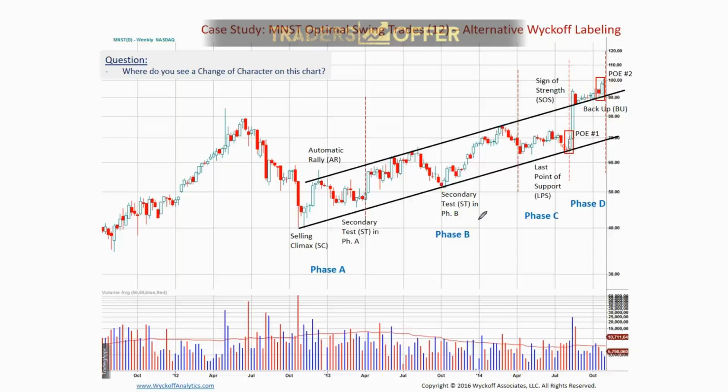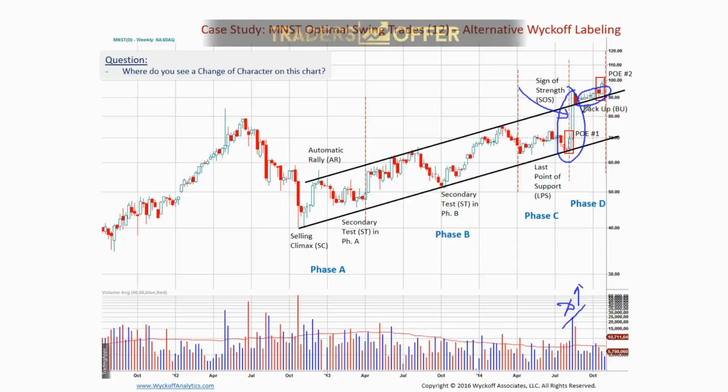But there are some principles at work here that we could identify as principles behind the Wyckoff labeling. So what are those? Well, the first one is the sign of strength. We're seeing how the sign of strength and the backing up action after that are actually in line with the principles of Wyckoff labeling. The sign of strength we would prefer to see on the increase in demand and on the increase in spread, and daily gap action provided us with this weekly spread.